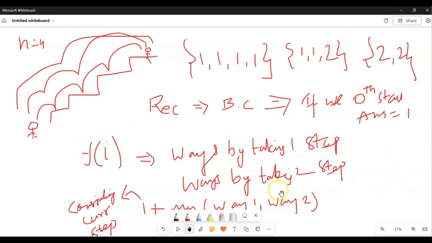And I have written a recurrence relation where f of i represents the number of ways to reach that particular index i. From here, if we need to reach the bottom of the stair, there could be two ways. We'll find the number of ways by taking one step and the number of ways by taking two steps. We need to consider that particular step as well, so we'll add 1 to it, and finally we'll return 1 plus the minimum of ways1 by taking one step and ways2 by taking two steps. So this is a pretty straightforward question, and let's code this approach.